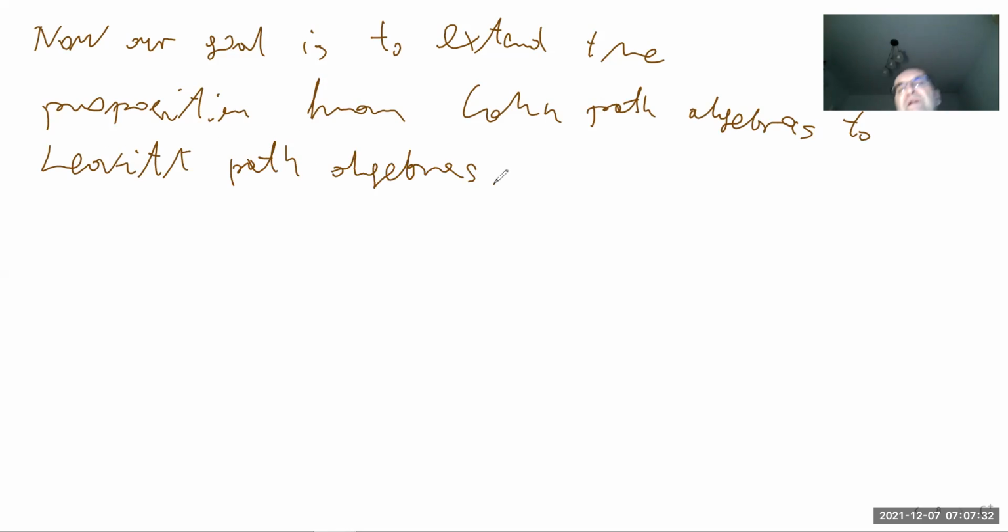And I say extend because every Cohn algebra, we know by a theorem that we proved, and every relative Cohn algebra is nothing but the Leavitt path algebra of a different graph. Okay, so if you want, Cohn algebras are just Leavitt path algebras of some specific graphs.